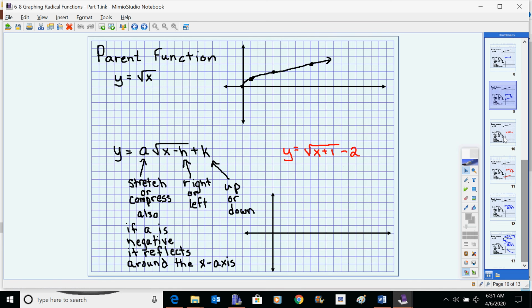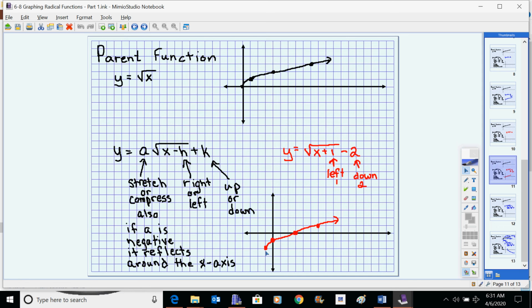This one has an h and it has a k. Since it was x minus h, our h is -1 and our k is -2. So your basic point where you start is at -1, -2. Then you can follow your pattern right along to make the rest of your graph. If you want, you can even sketch in the parent function and think, I'm going left 1, down 2, left 1, down 2, and then transfer it over to your new graph.